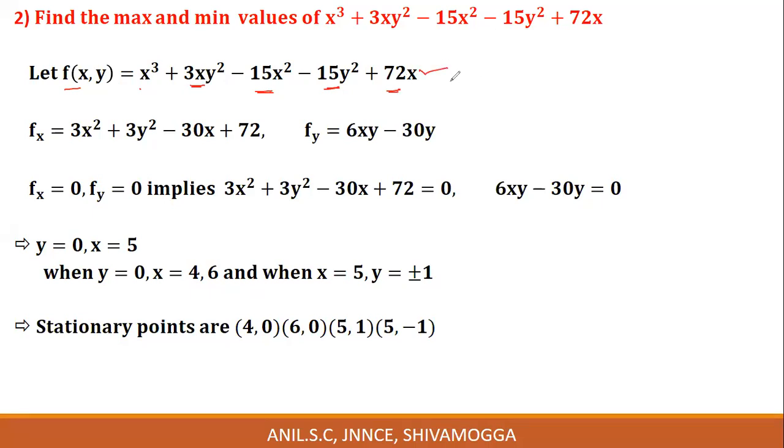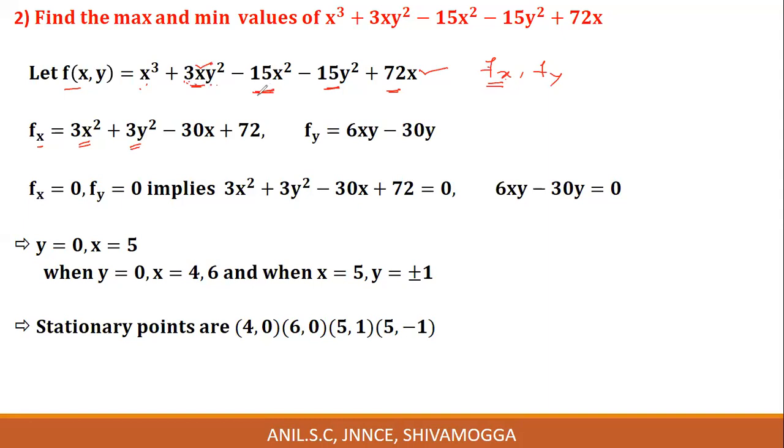For any function to be maximum or minimum, fx is equal to 0 and fy is equal to 0. Therefore, we find fx and fy and then equate them to 0. First fx, partial derivative of f with respect to x. Derivative of x cube is 3x square. Derivative of 3xy square: here 3y square is a constant, keep it as it is, and derivative of x with respect to x is 1. 1 into 3y square is 3y square.